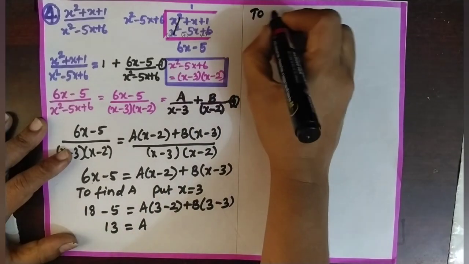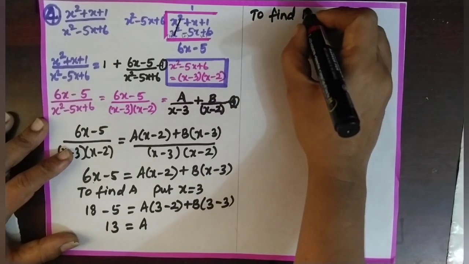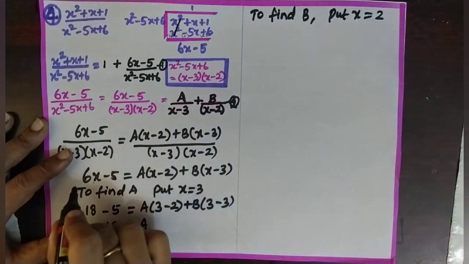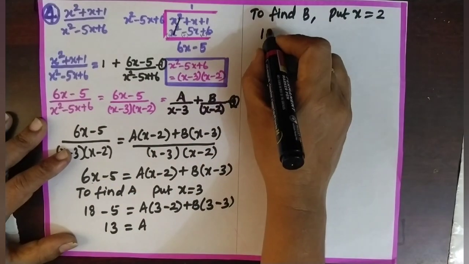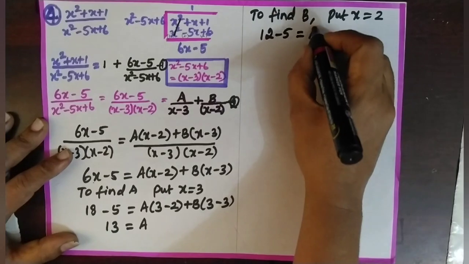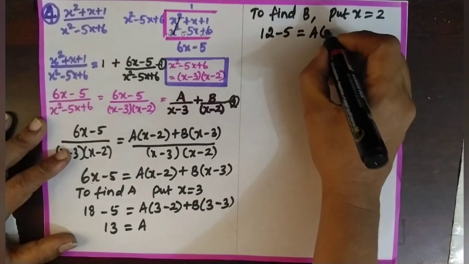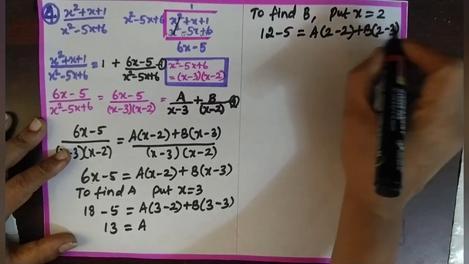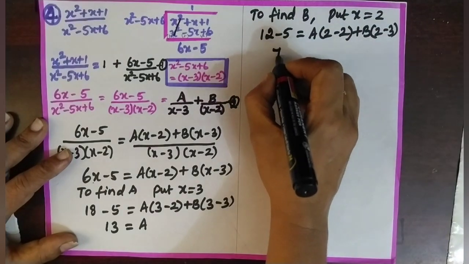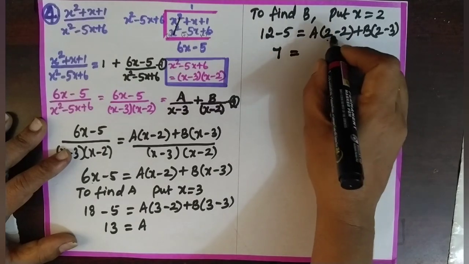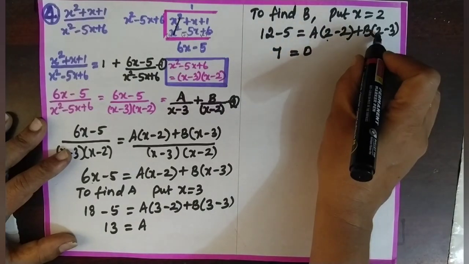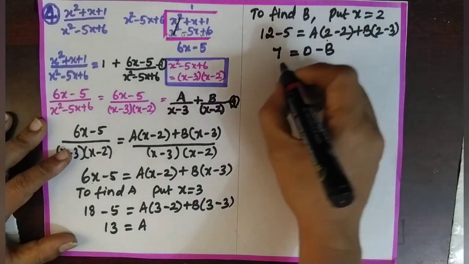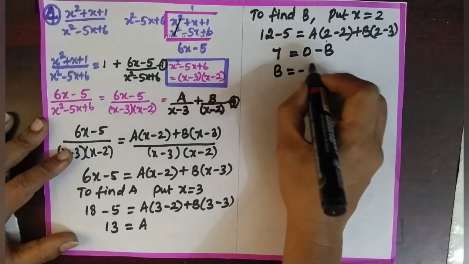Next, to find b. Put x equal to 2. 6 into 2, that is 12. 12 minus 5 equal to a into (2 minus 2) plus b into (2 minus 3). 12 minus 5 is 7 equal to 2 minus 2 is 0. 0 into a is 0. 2 minus 3 is minus 1. Minus 1 into b is minus b. Therefore, the b value is minus 7.